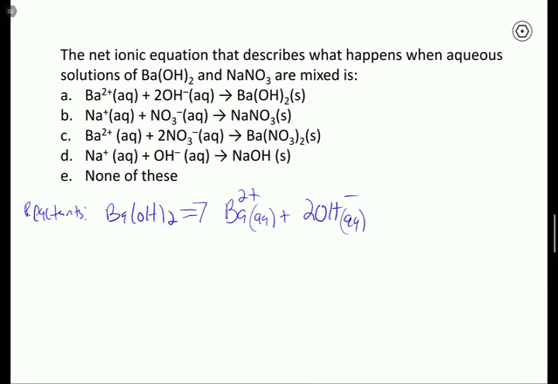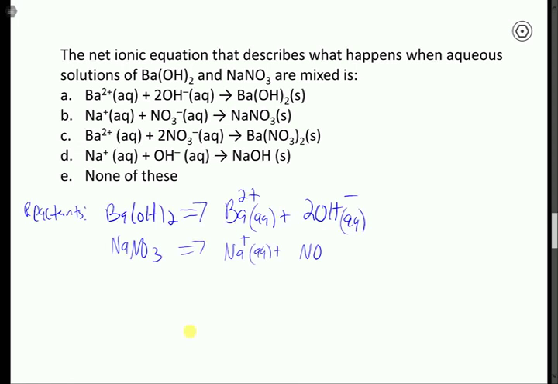The other reactant is going to be sodium nitrate, which, when it's in solution, dissociates into Na+ and NO3-. So these are the ions available to us, and then for the products we just swap cations and anions. So we're going to have our barium 2+, the cation in the first reactant, combined with the anion from the second reactant, nitrate. So barium 2+ combines with nitrates. We don't even need to really balance this yet.